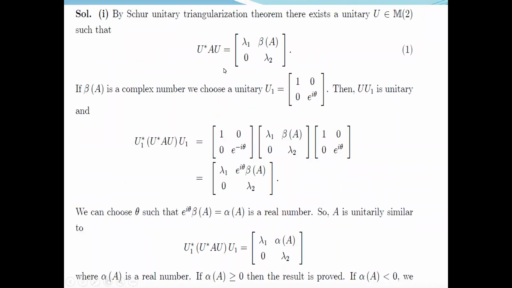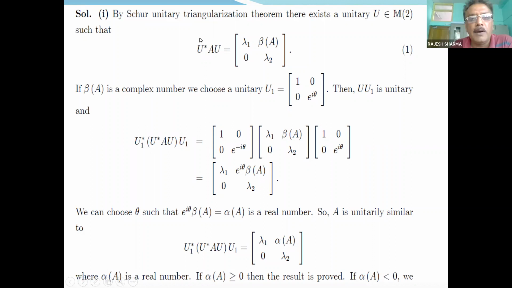Now, if this alpha A is already positive, then it is okay. Otherwise, we take this unitarily similar to lambda 1, 0, lambda 2, beta A. Beta A is complex. Now again choose this unitary, 1, exponential iota theta, 0, 0. And now multiply with this, we see that these calculations give that A is then unitarily similar to this matrix, lambda 1, lambda 2, here exponential iota theta beta A. Now this is true for any theta belonging to R.